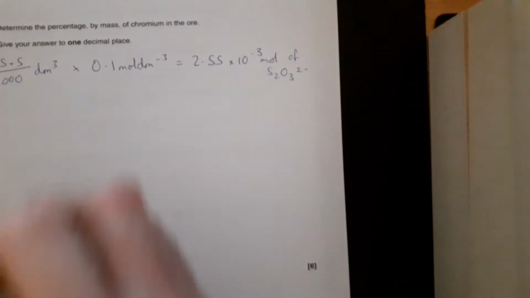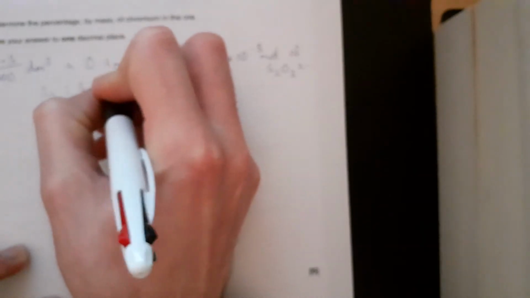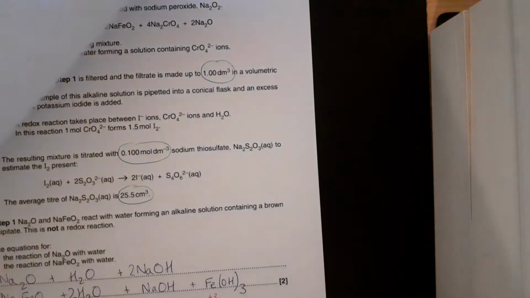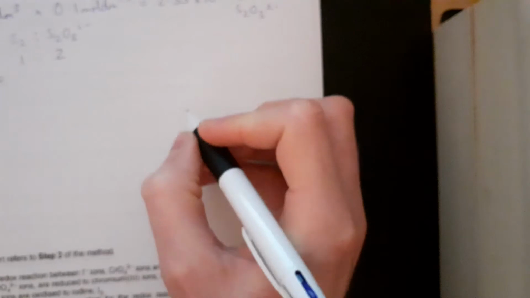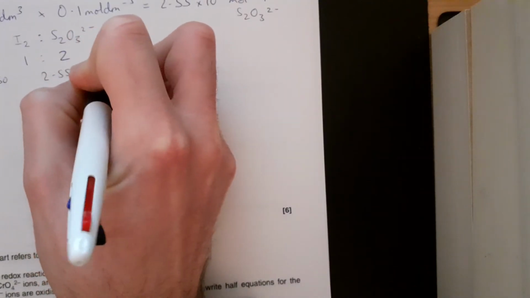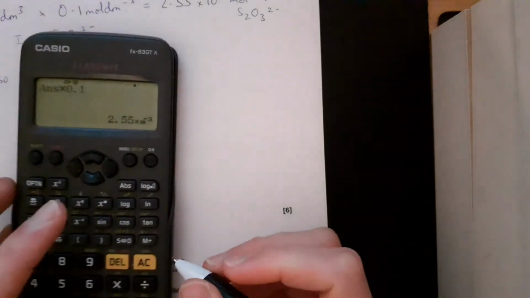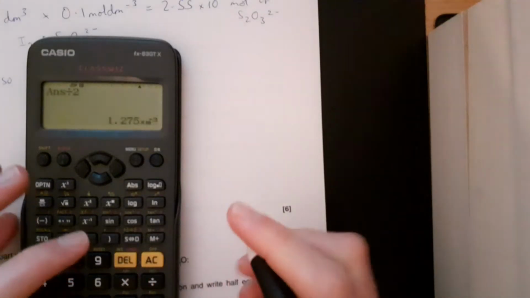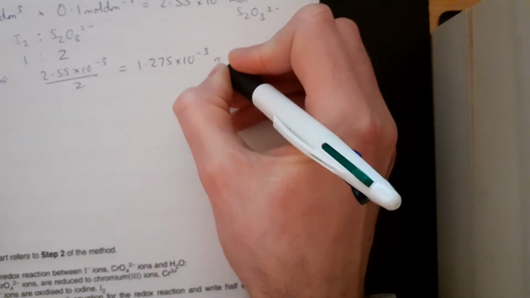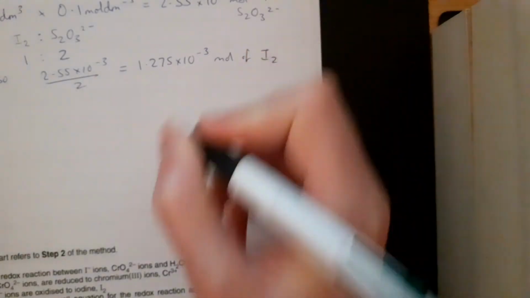And then once we've worked out the thiosulfate, we're going to look at the ratio in the equation compared to the iodine. So the ratio of the iodine to the thiosulfate, you probably know this by now if you've seen this before, it's a 1:2 ratio. So it's 1:2 this way. So therefore, we need to divide by 2. Let's take this and divide it by 2. 1.275. That is now the moles of iodine.